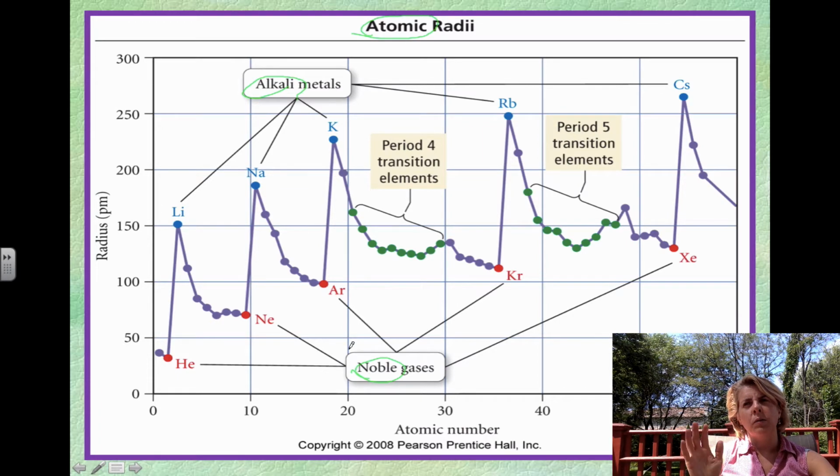So as we go from left to right, something interesting is happening. How come the size is decreasing? Why isn't it increasing? Because we're adding electrons, we're adding protons. That doesn't make any sense.